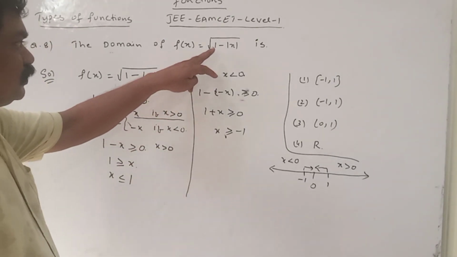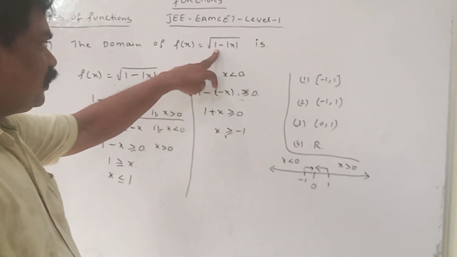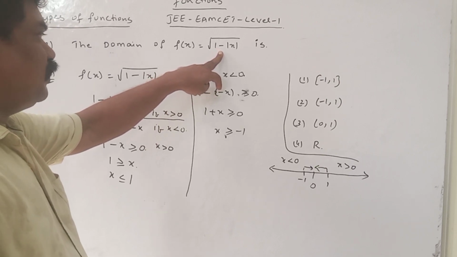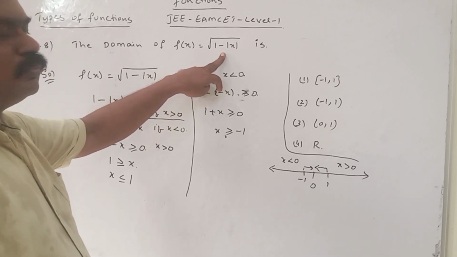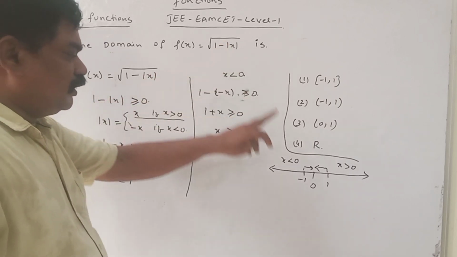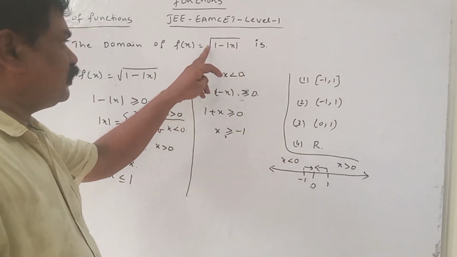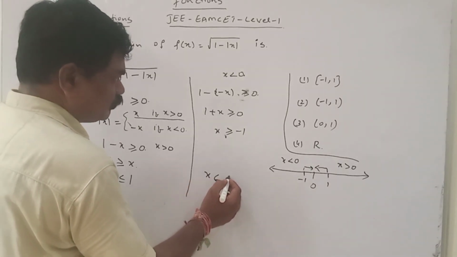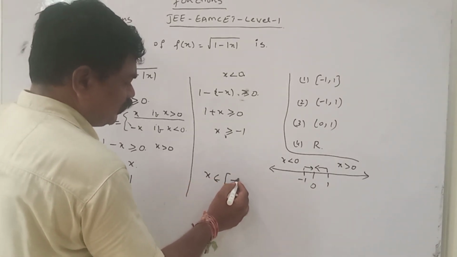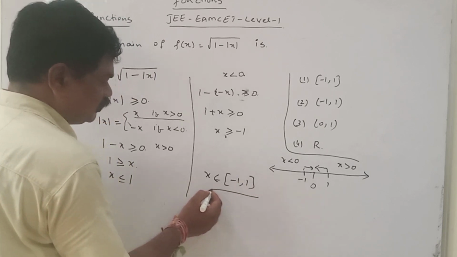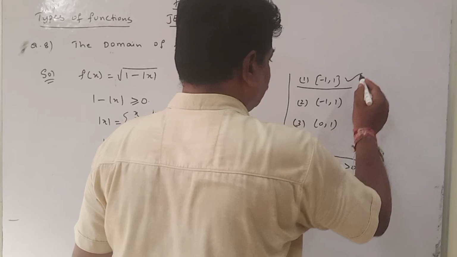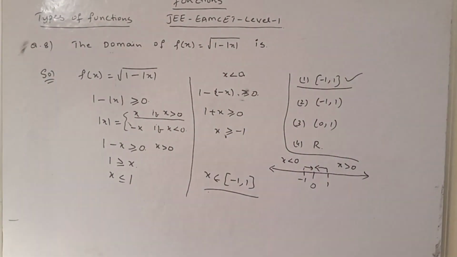If you substitute x is equal to minus 1, this will be 1 minus 1... that is, it is real. And x is equal to 1 gives root over 0. So x belongs to the closed interval minus 1 comma 1, which is the answer. So option 1 is the answer. Okay, all of you, that's all.